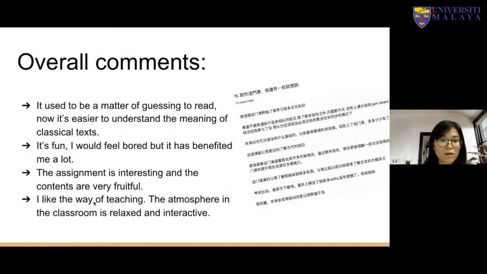So for the overall comments, they also said that the right side is, I have to translate their comments into the English version. They say it used to be a matter of guessing to read the classical text, but now it's easier to understand the meaning of the text. And some feel it's fun.